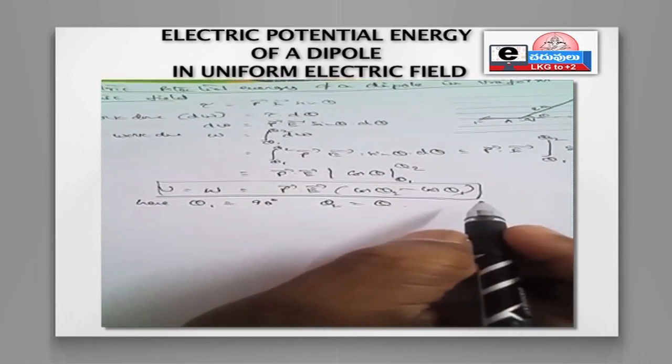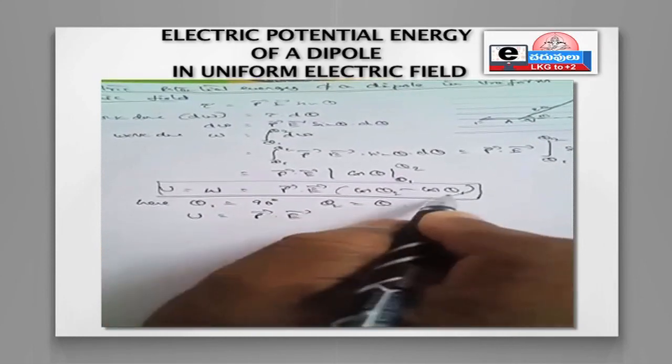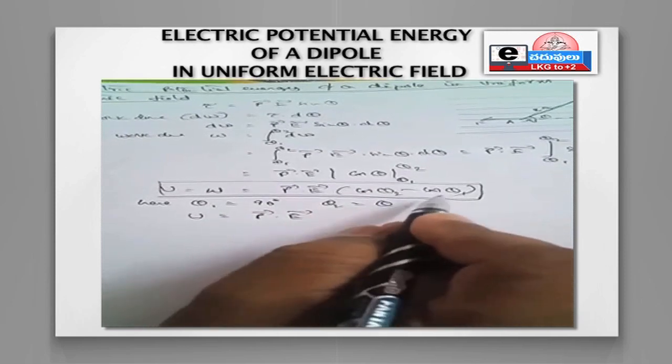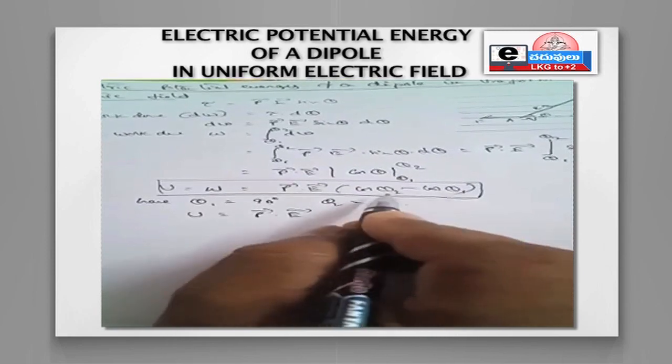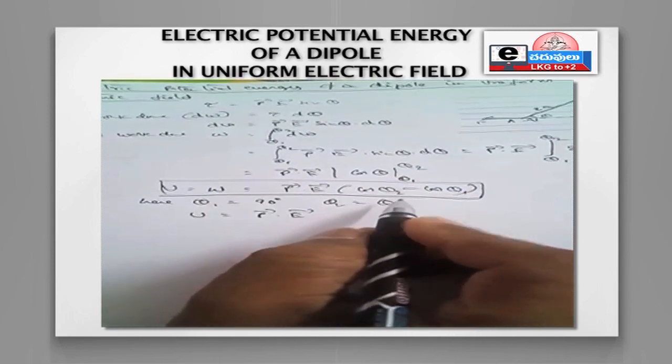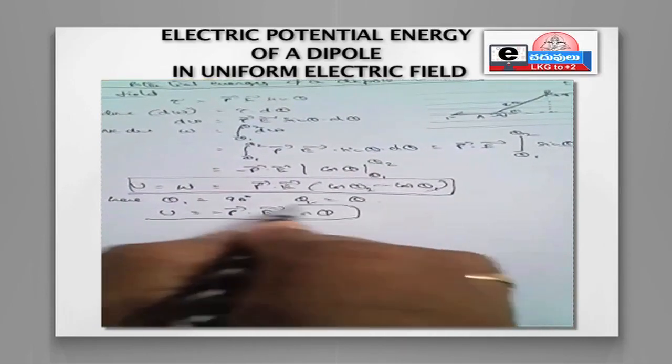At that time, the energy possessed by the dipole will be PE times cos theta 1, and cos 90 becomes 0, and that term comes with a negative sign. Why is the negative sign coming here? We know already that the integration of sin theta is cos theta, with a minus sign coming. Therefore this is the way we are going to take it.